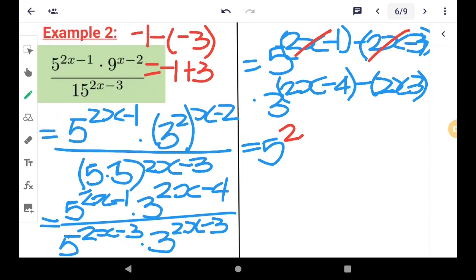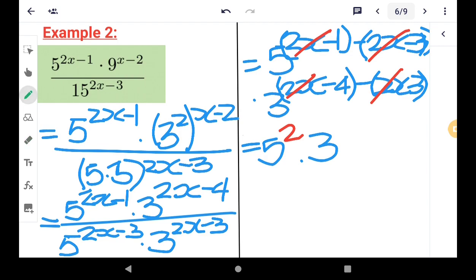Then times 3 to the power of 2x minus 2x, that is 0. Then you're left with -4 minus -3. Minus -3, that is the same as -4 plus 3. So -4 plus 3, that's -1. So you're left with -1 over there.